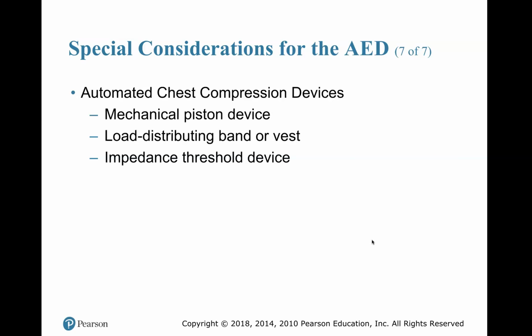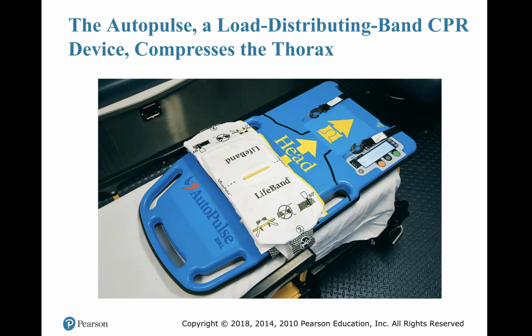Automatic chest compression devices. Mechanical piston devices, load distributing band or vest, impedance threshold device. These devices wrap around the patient and they do chest compressions for you. One that you can go look at, this is one of the most popular ones, is called the Lucas machine. Here's one that uses a band. This white life band right here goes around the patient's chest. The head sits here, and that band squeezes up and down to depress the chest.